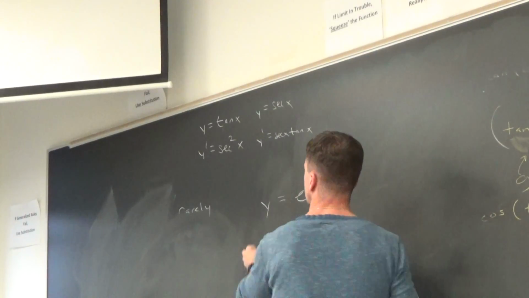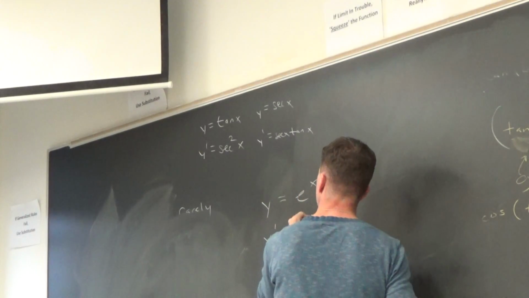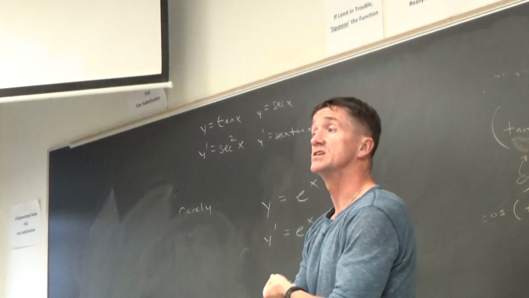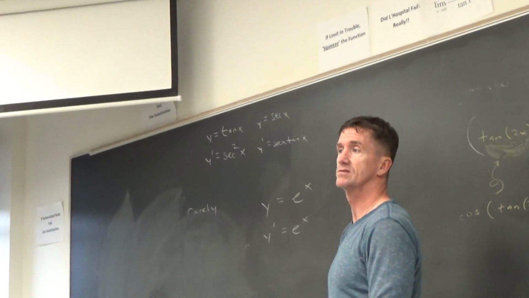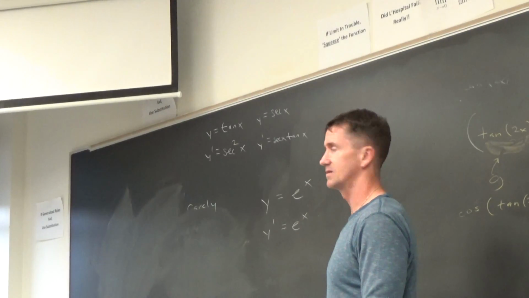What exponential function do we see all the time? e to the x. And what's that derivative? e to the power x. That's the exponential function we see all the time. Sometimes e to 2x, e to 3x, e to 4x squared, etc.